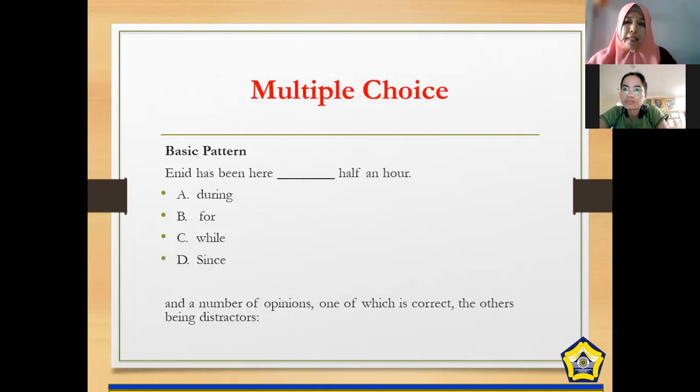Okay, this is the test technique, multiple choice. This is the basic pattern. We can see the example of the basic pattern of multiple choice here: "half an hour." A, during; B, for; C, while; and D, since. A number of options come with a question for multiple choice. In multiple choice, one of the options is the correct answer and the others are distractors.